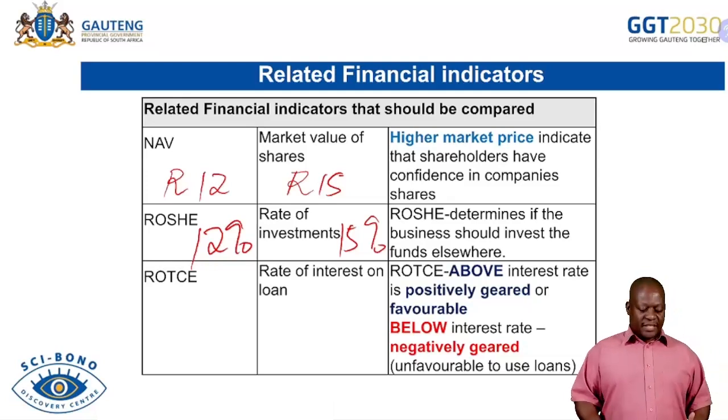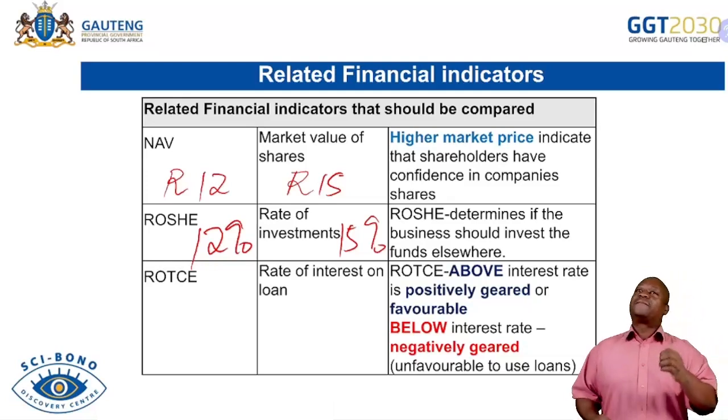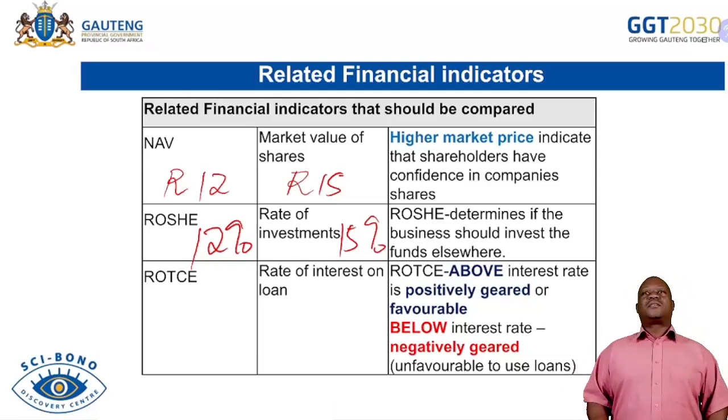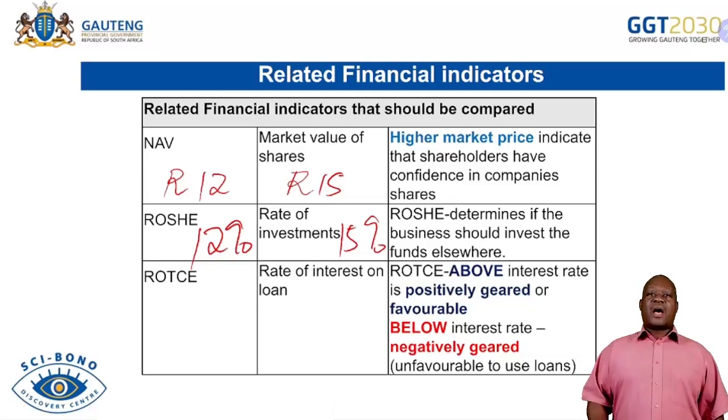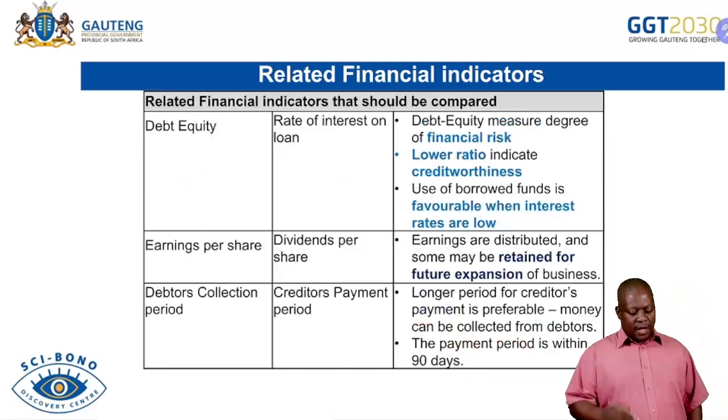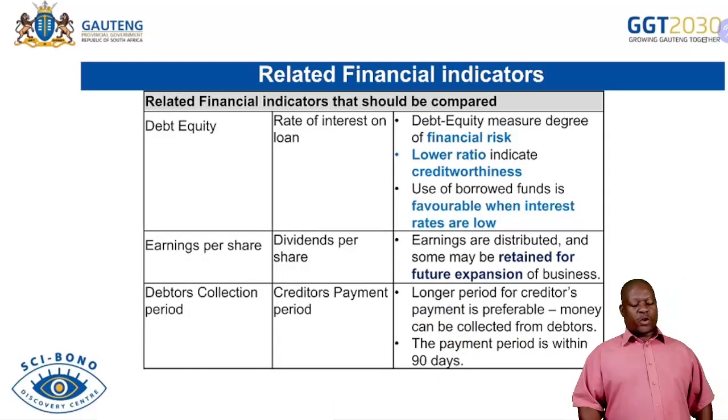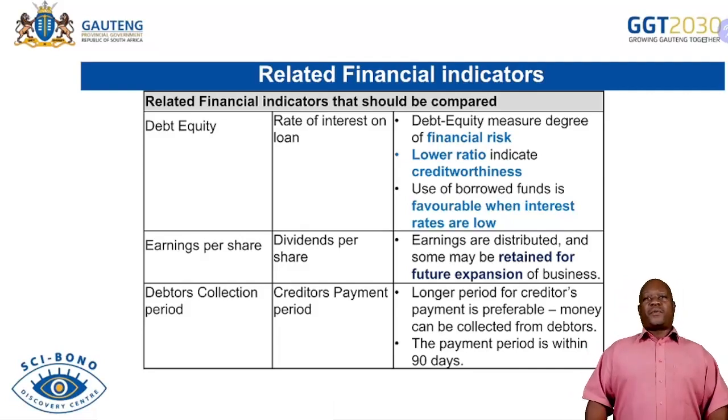So whenever we say comment on ROCE, at the back of your mind, think of alternative investments. When you say comment on the return on capital employed, somewhere the interest rate should be lingering in your mind. That's how they are related. Now, we also have got to look into debt equity ratio.